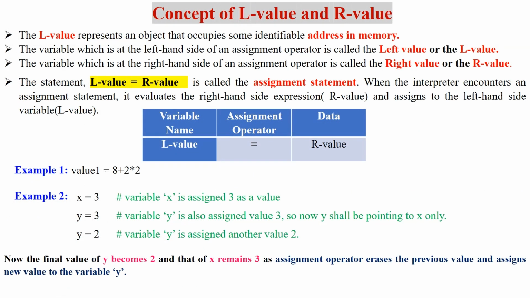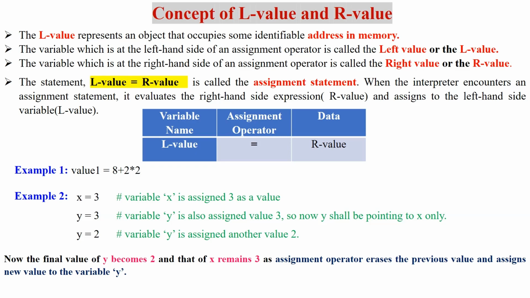Let's learn about the concept of the L value and R value. The L value represents an object that occupies some identifiable address in memory. The variable which is at the left-hand side of an assignment operator is called the left value or the L value. The variable which is at the right-hand side of an assignment operator is called the right value or the R value. The statement, L value equals R value, is called the assignment statement.